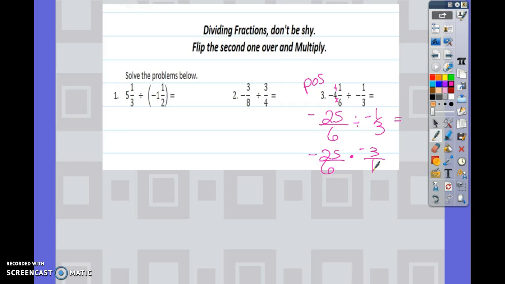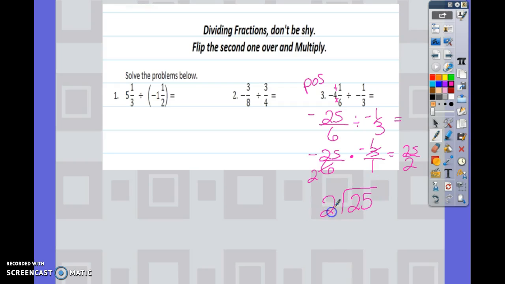I am ready to simplify. I can divide. 3 divided by 3 is 1. 6 divided by 3 is 2. So I end up with 25 times 1 is 25. 2 times 1 is 2. And remember, 2 negatives make a positive, so our answer is positive. I'm going to need to simplify, so I need to divide.